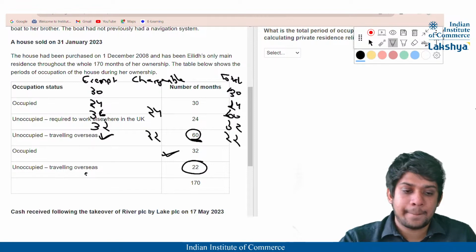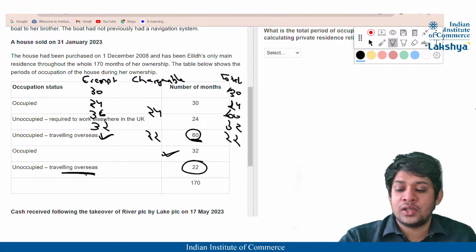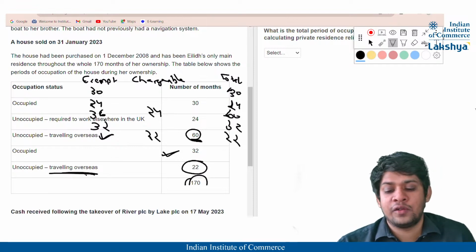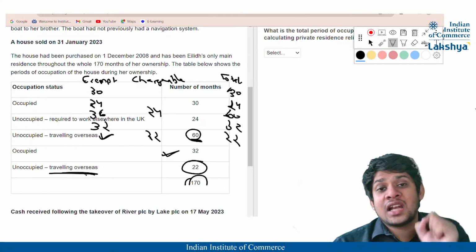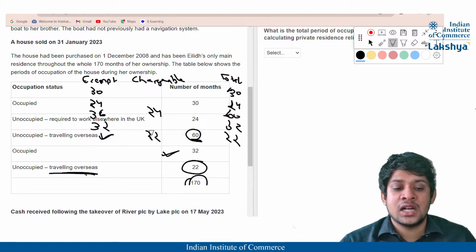But guys, she has unoccupied the property for the last time and then she sold off her property. So the last 9 months is considered as a deemed occupation anyhow, unconditionally. 9 months is going to be considered as a deemed occupation anyhow, right?